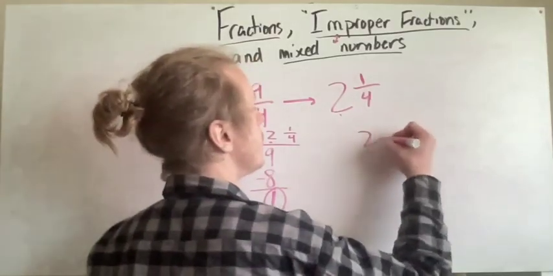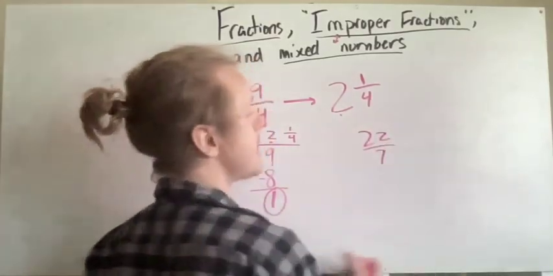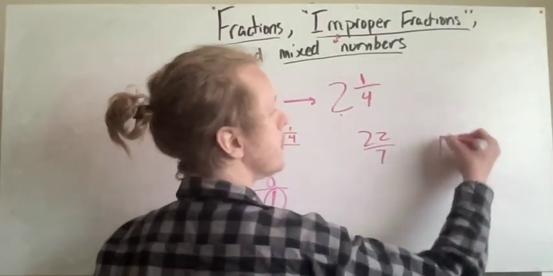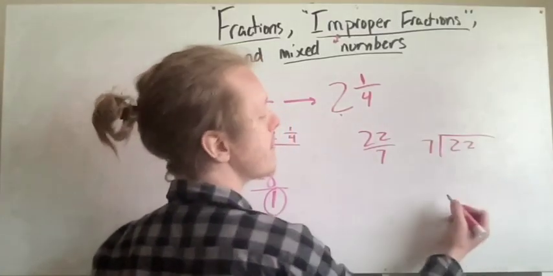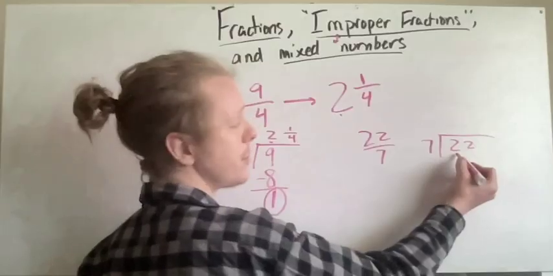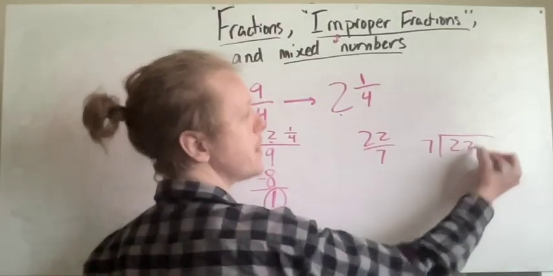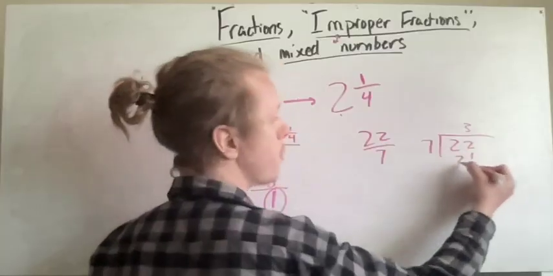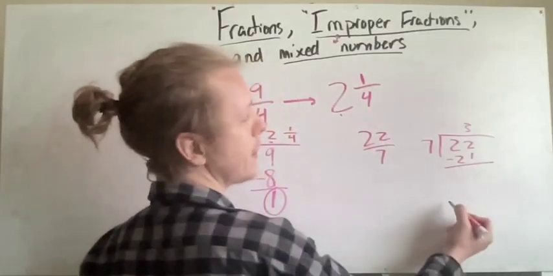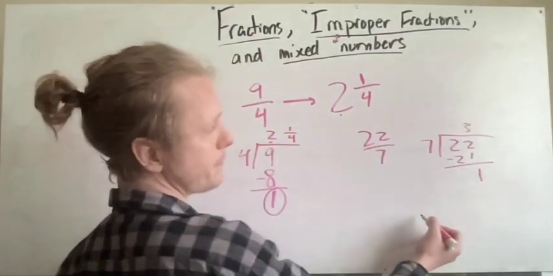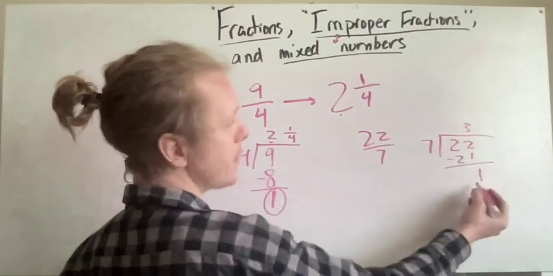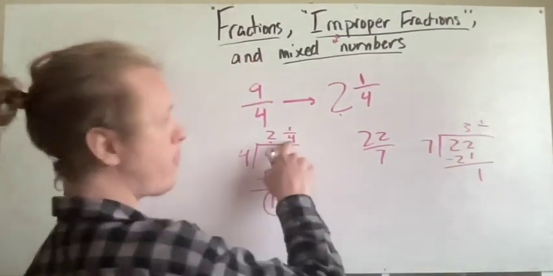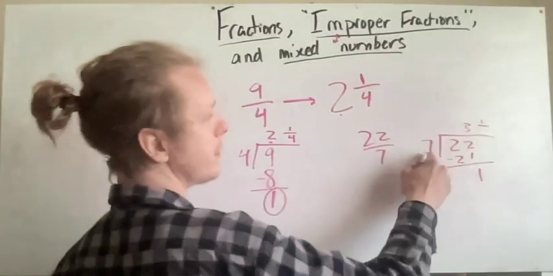Let's look at another example. Let's do 22/7. Okay, well, 22 divided by 7. Can 7 go into 2? No, it can't. Can it go into 22? It can, 3 times, because 3 times 7 is 21. We get 1 left over. There's nothing left to bring down. So what does this become? It's going to become 1, not 1/4, but 1/7.